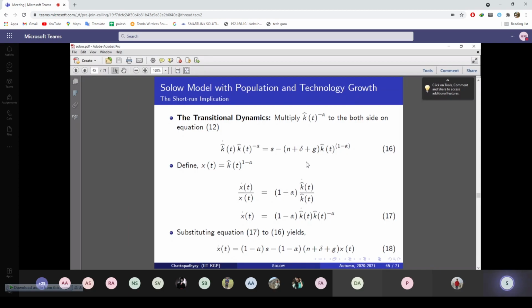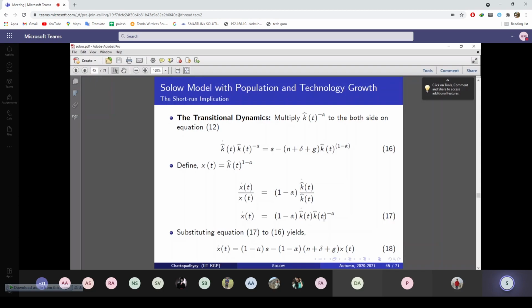Now you define a variable xt which is equal to k hat t whole to the power 1 minus alpha. Then you take logarithm on both sides, and if you differentiate with respect to time, you get x dot t by xt equals 1 minus alpha times k hat dot t by k hat t. And after simple algebraic manipulation, by substituting for k hat t and xt, you get equation number 17.